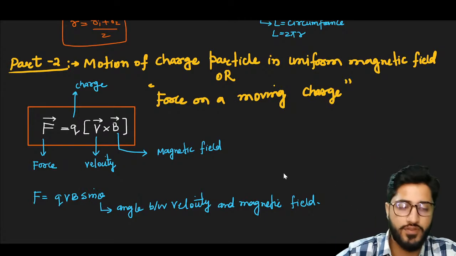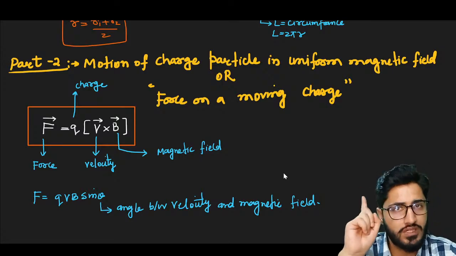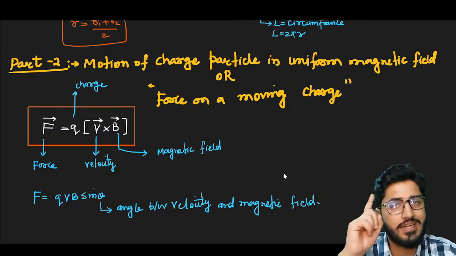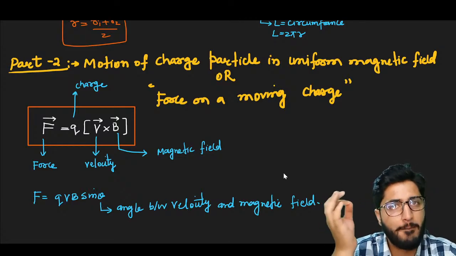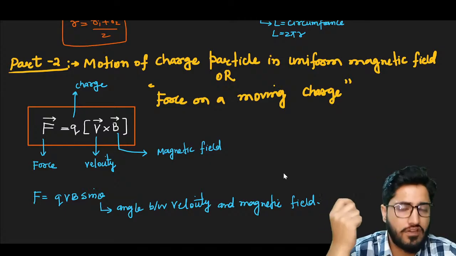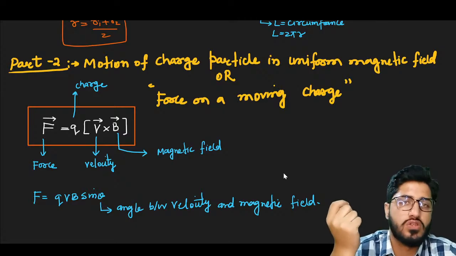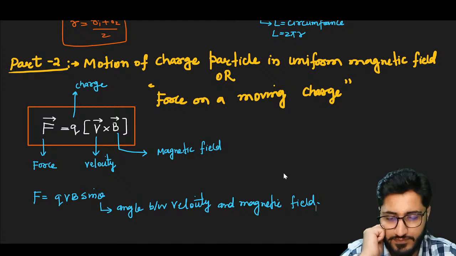Okay. So whenever your charged particle is in motion in any magnetic field, it experiences a force, magnetic force, and its magnitude is QVB sine theta. If we talk about it in vector form, it is F vector equals Q, V vector cross B vector.